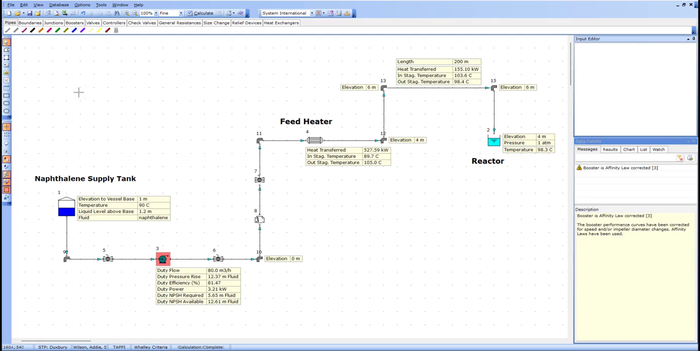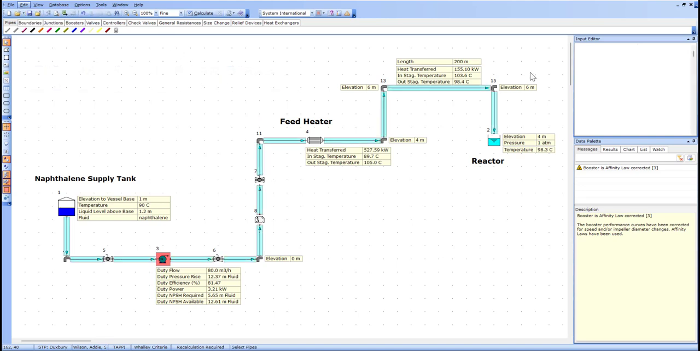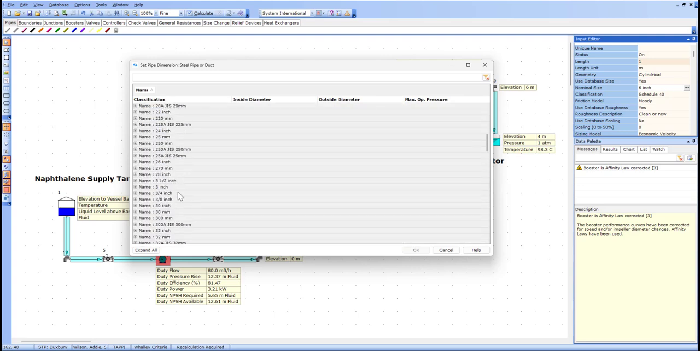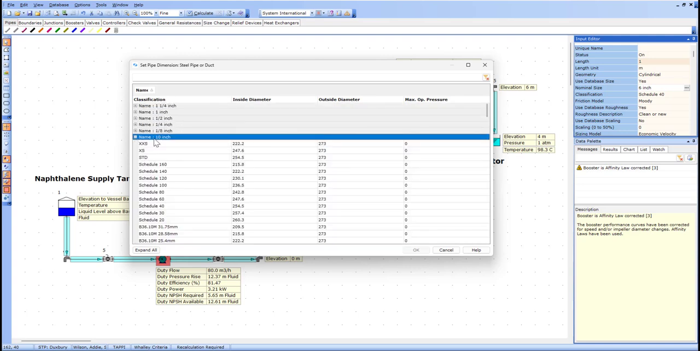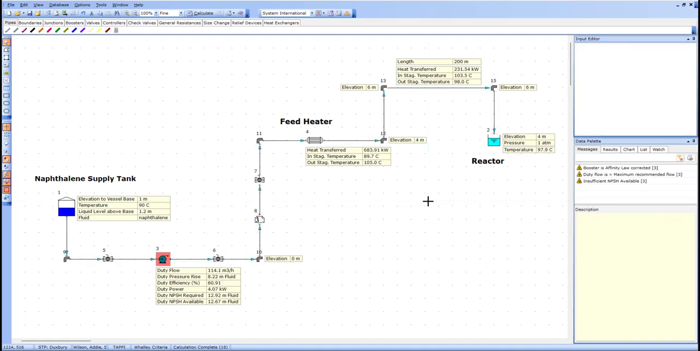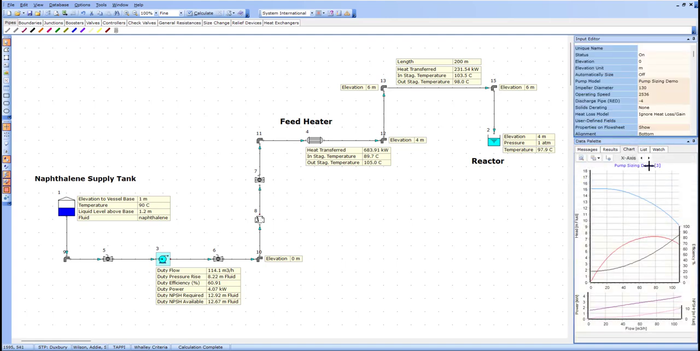the pipework. It's common to increase pipe size for future capacity or simply to add a safety margin. Let's see what happens. We'll increase the pipe from 6-inch Schedule 40 to 10-inch Schedule 40 and recalculate the model. Immediately, two warnings appear. The duty flow now exceeds the pump's maximum recommended flow, and NPSH available is no longer sufficient. The pump curves explain why.